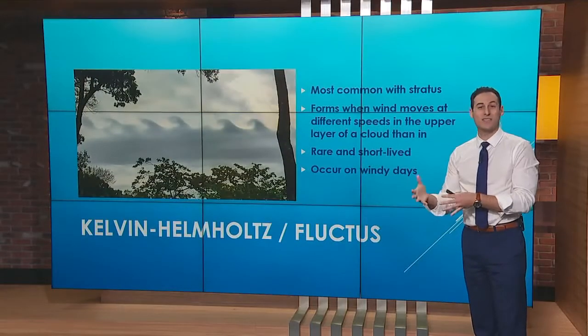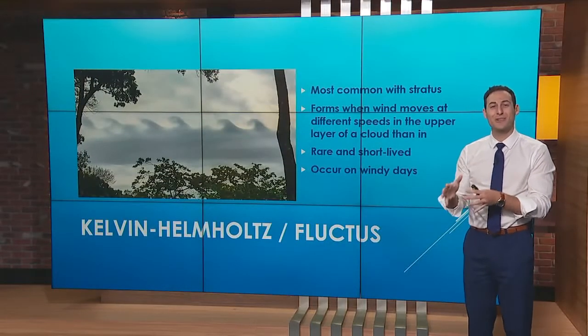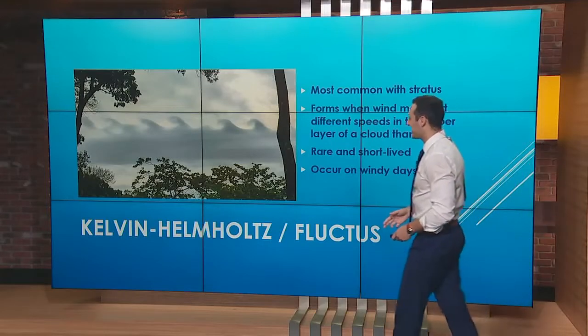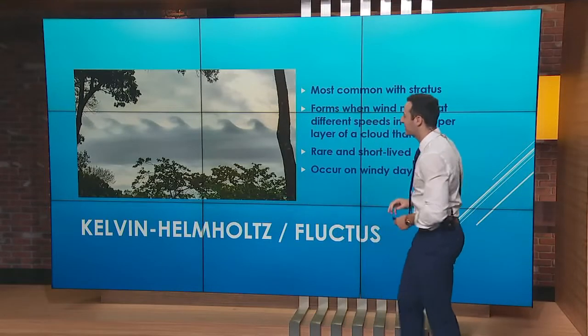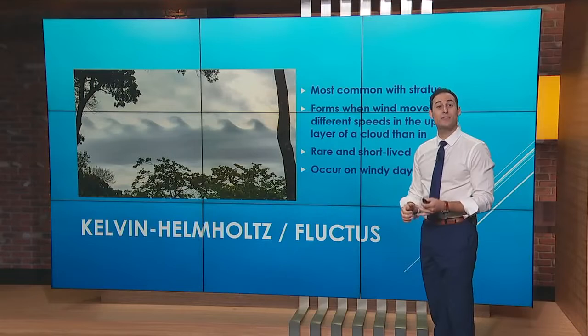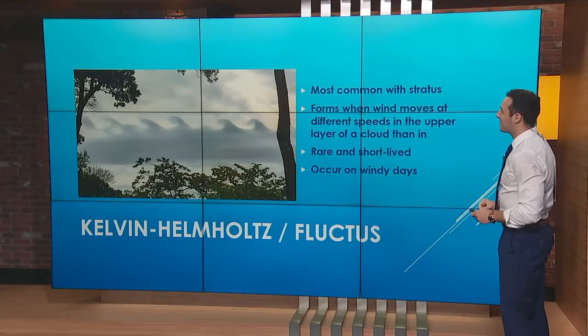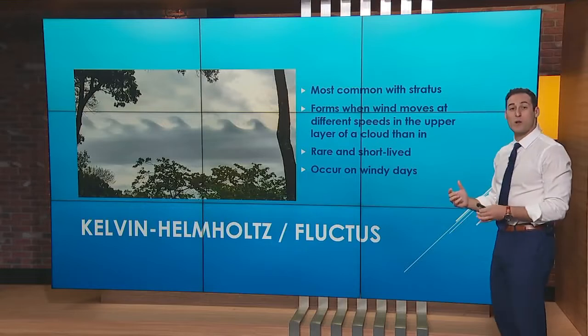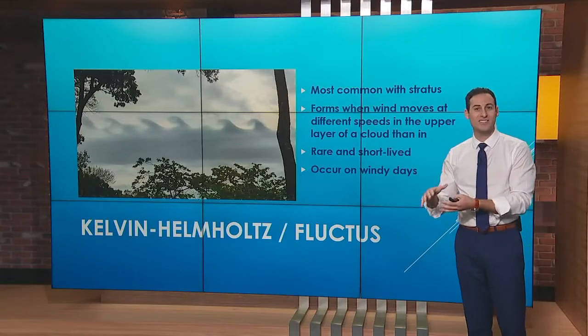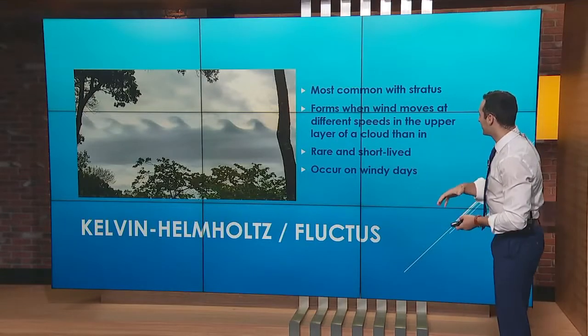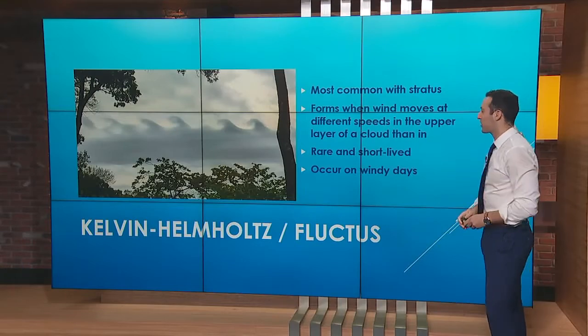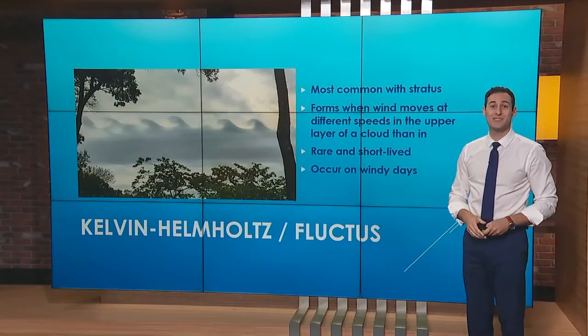And then if you like the waves, well, this one literally looks like waves. It's called the Kelvin-Helmholtz or Fluctus feature. So Kelvin-Helmholtz, two physicists that discovered this, and it's most common with stratus clouds. This forms when winds move in different directions at different layers in the atmosphere. So it's rare and short-lived, and they occur mainly on windy days, as you can expect.